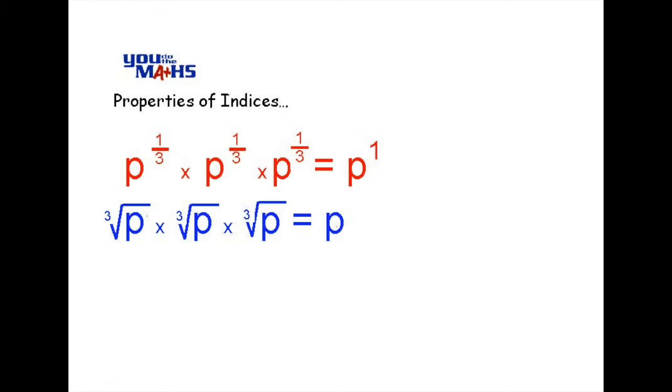Like before, both of these equations end up with the result of p. So if we match what's on the left hand side, we can see that p to the third is equal to the cube root of p.